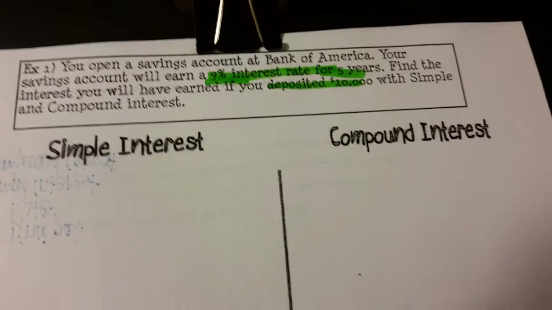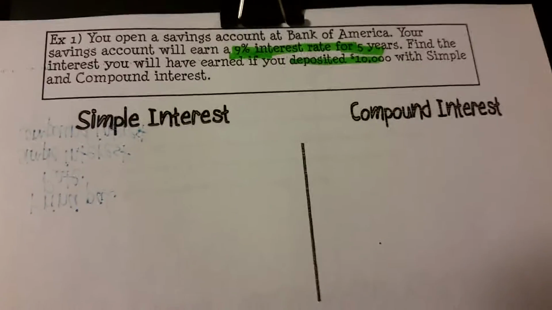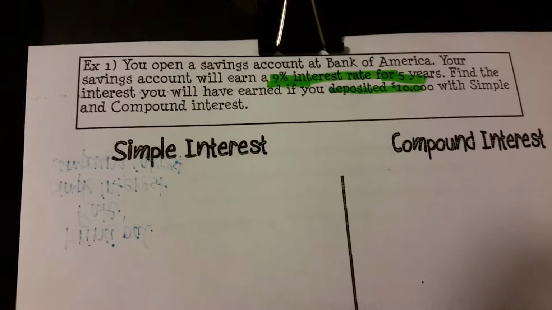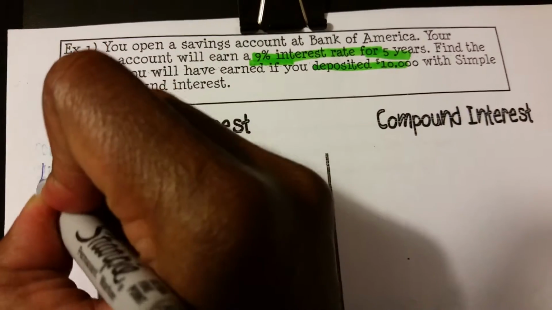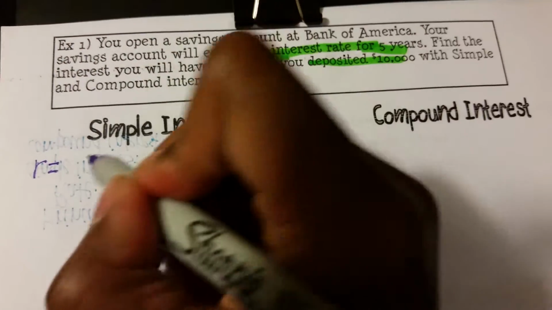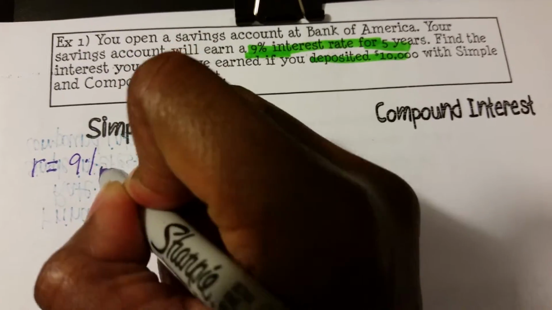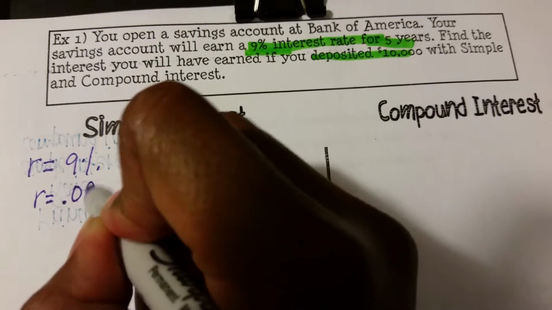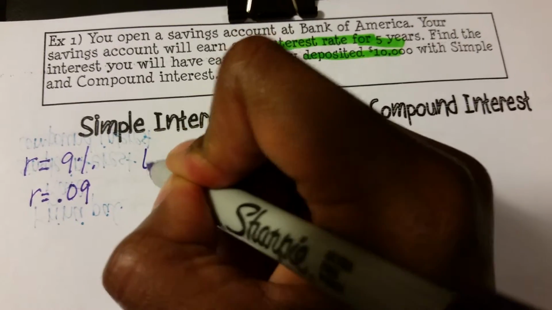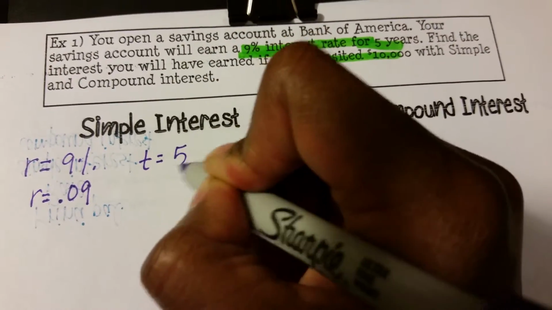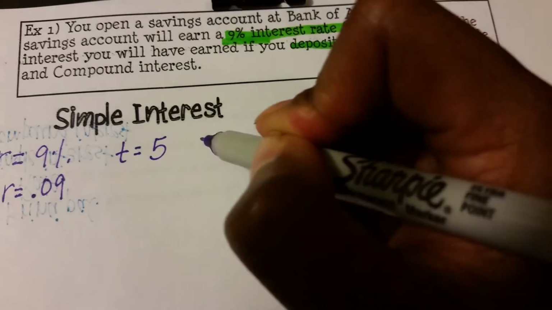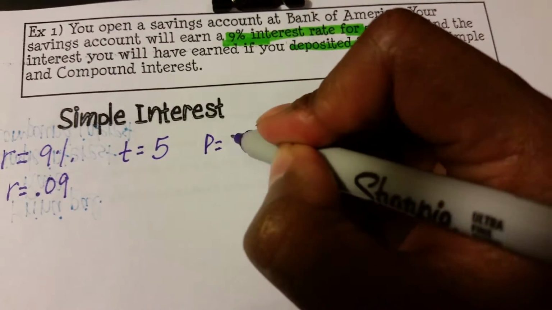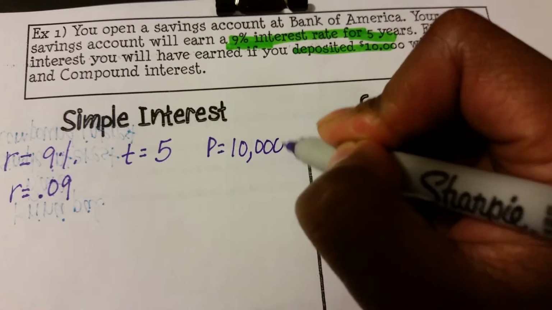All right, so the first thing we're going to do is write out what we already know here, what's already given for us. So our rate is given to us, which is 9%. And we know we always turn that into a decimal. So that's 0.09. Our time is given to us, which is 5 years. And our principal balance is given to us, what we started with, $10,000.